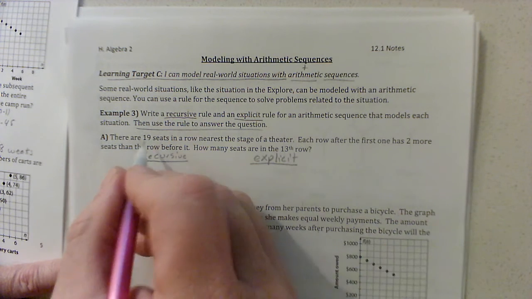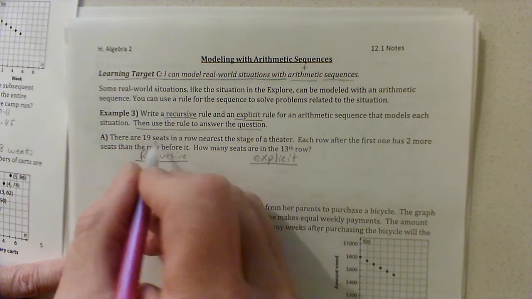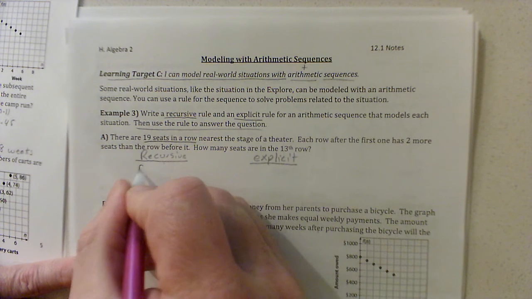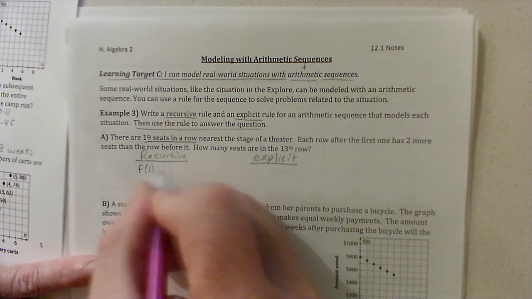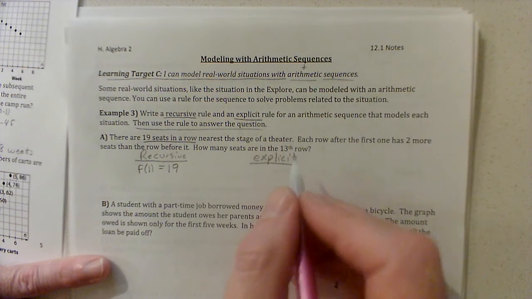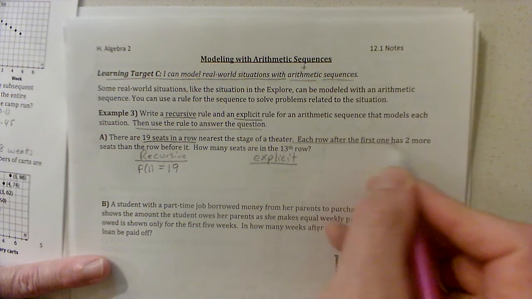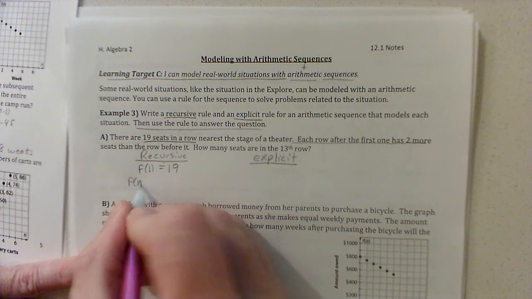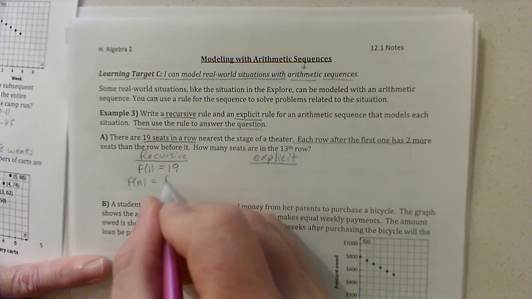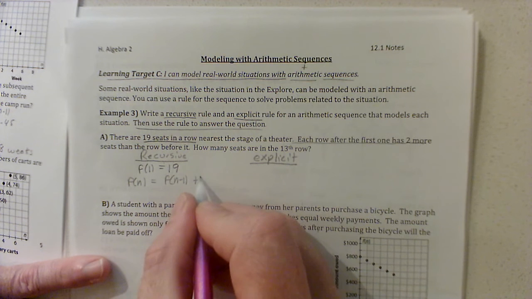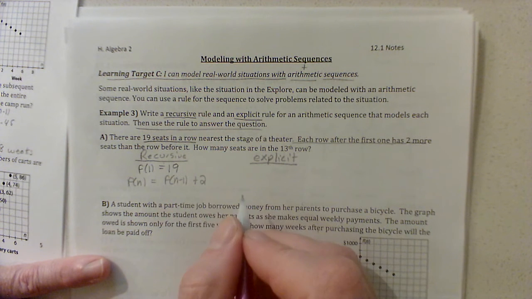So it says there are 19 seats in the first row. I'm going to underline that, and in the recursive I'm going to say my first row has 19. And then it says each row after the first one has two more. So we're going to say, to find my next term, I have to take the previous term, which is the next term minus 1, and add 2 to that.